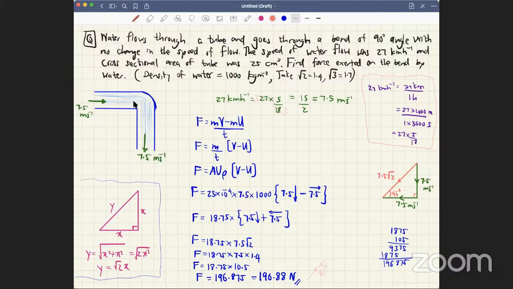I use the equation A V squared rho. No. You can't do that. You can't use A V squared rho here. I told you from the beginning, you can't use that equation directly. Please draw a diagram. Right, that's the mistake, I think.